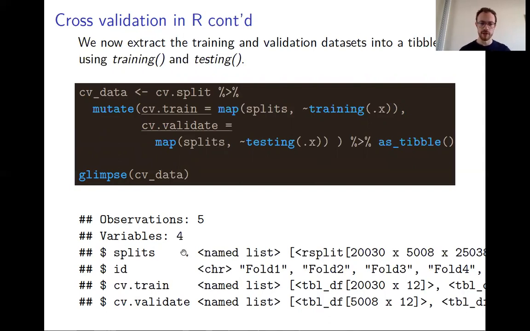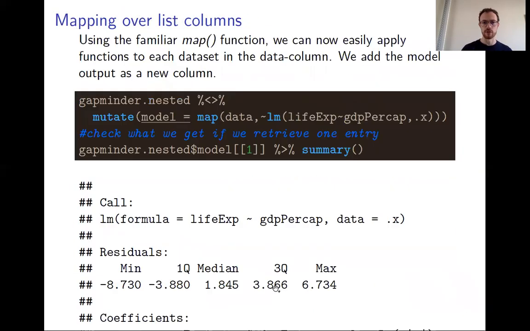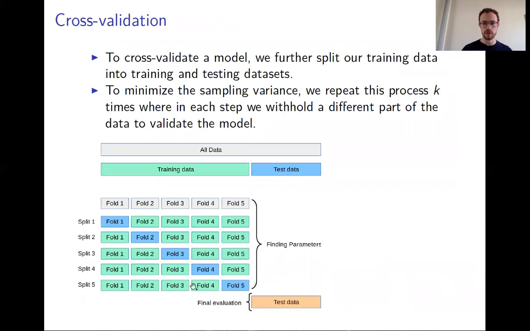And now our data set has 4 variables. It contains the split, the ID, the training data set from each of these splits, and the testing data set from each of these splits. So now we have a data set that contains all of this here. For each split, we now have the training one, which is all of these green ones combined, and the blue one is the testing one that is separate.